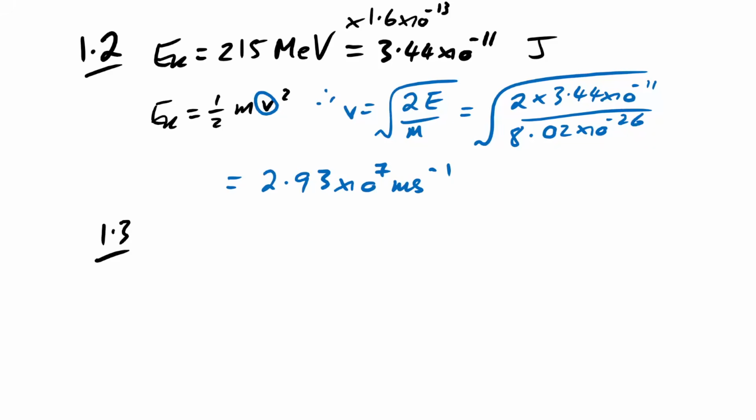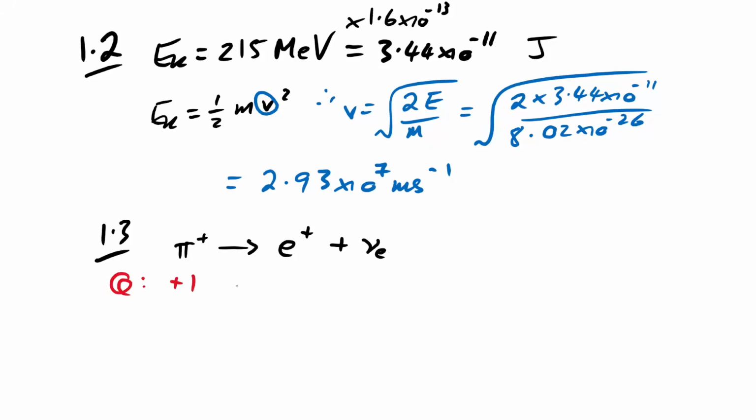1.3, pi plus meson decays to produce a positron. Let's write this out, shall we? Positron, it's an anti-electron, and an electron neutrino. Show how the conservation laws apply to this decay. Nice and easy. All we have to do, we can literally just write down this. We don't need to write a sonnet.